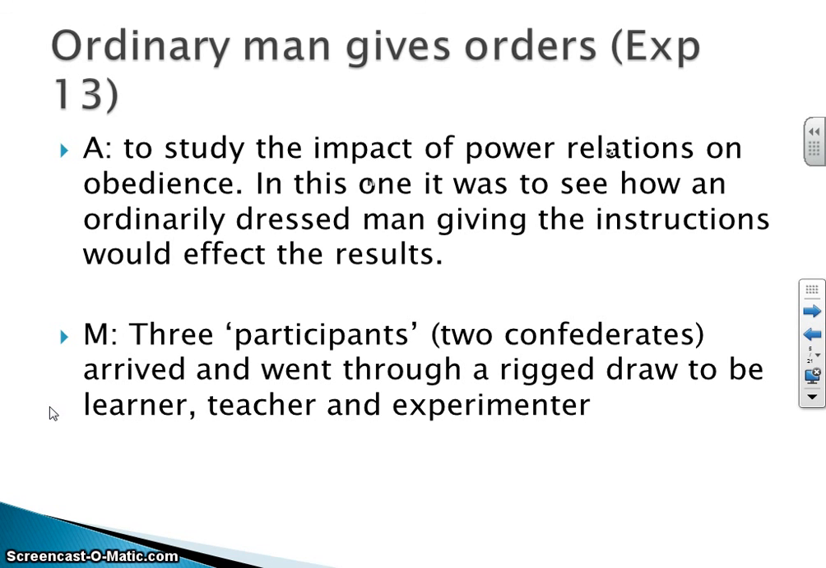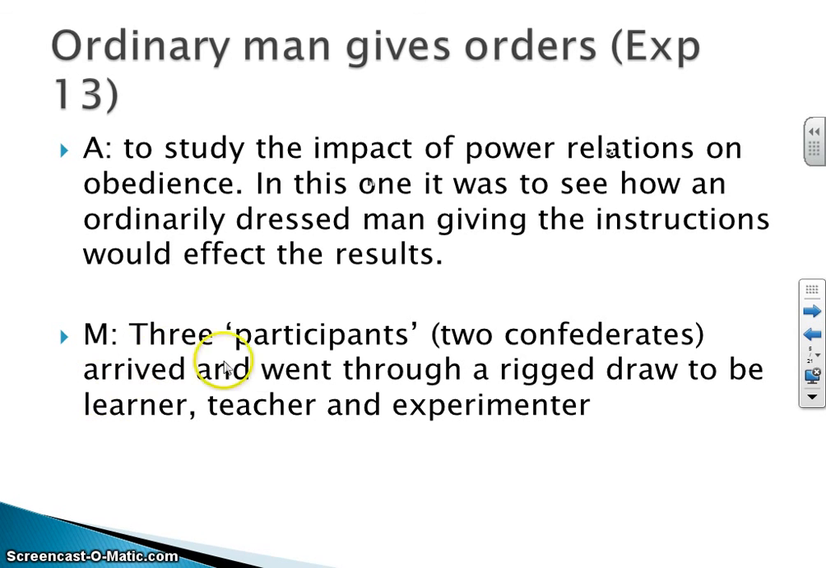So again, the guy in the suit and tie, the experimenter in the original study, was a strong authority figure. And Milgram wanted to find out what would happen if they did it with a not so strong authority figure. So he was an ordinarily dressed man. He was basically another Confederate who the real participant thought was a participant.